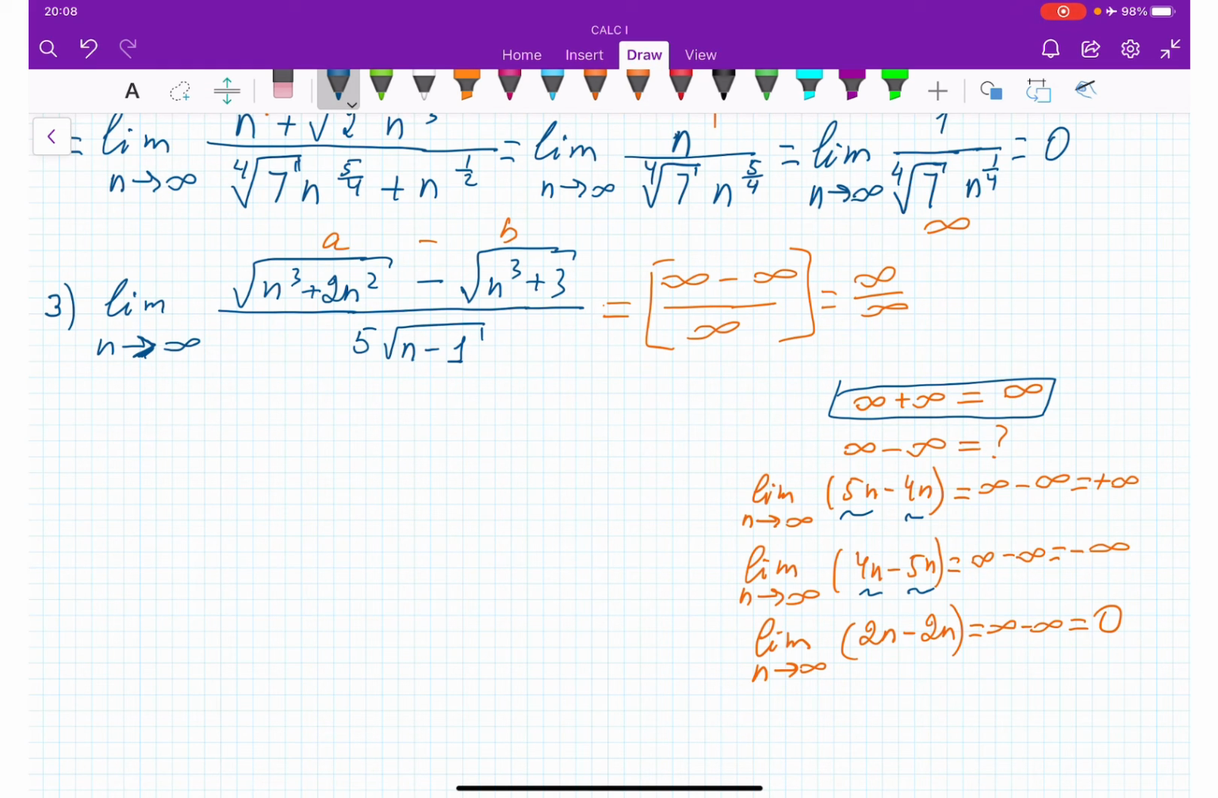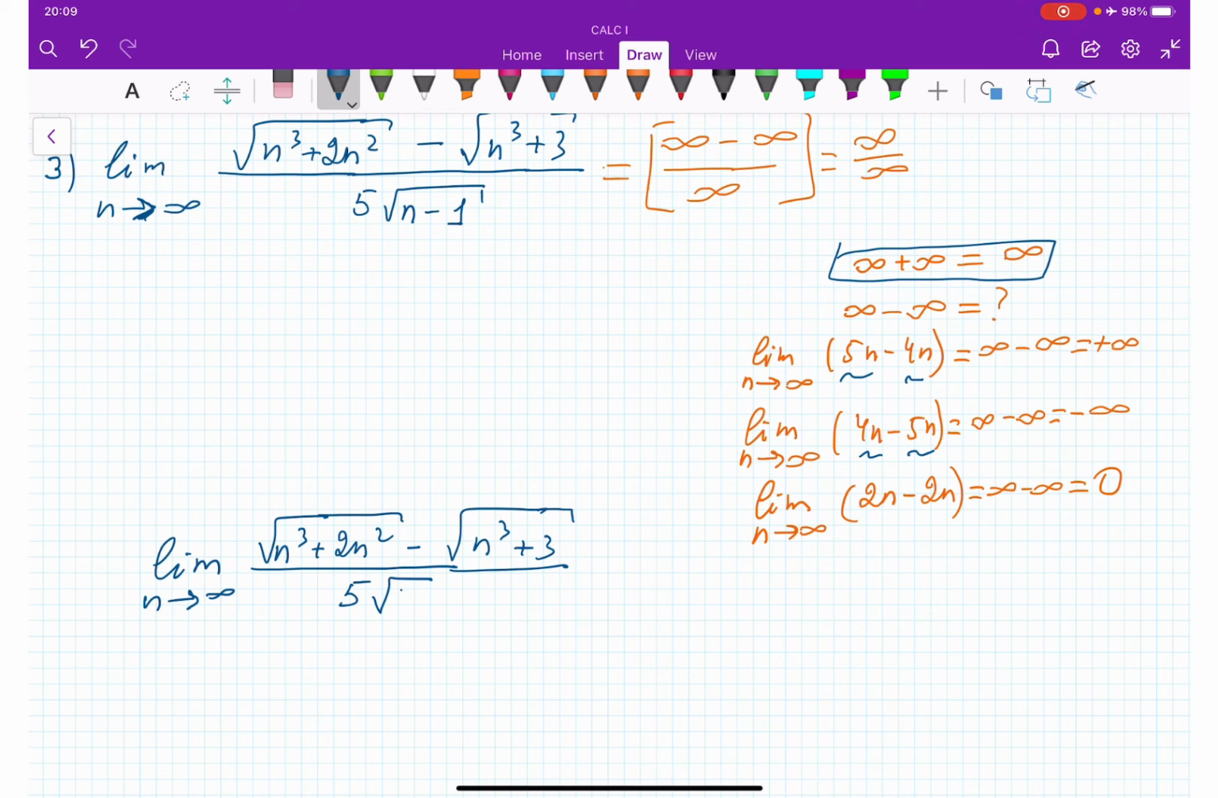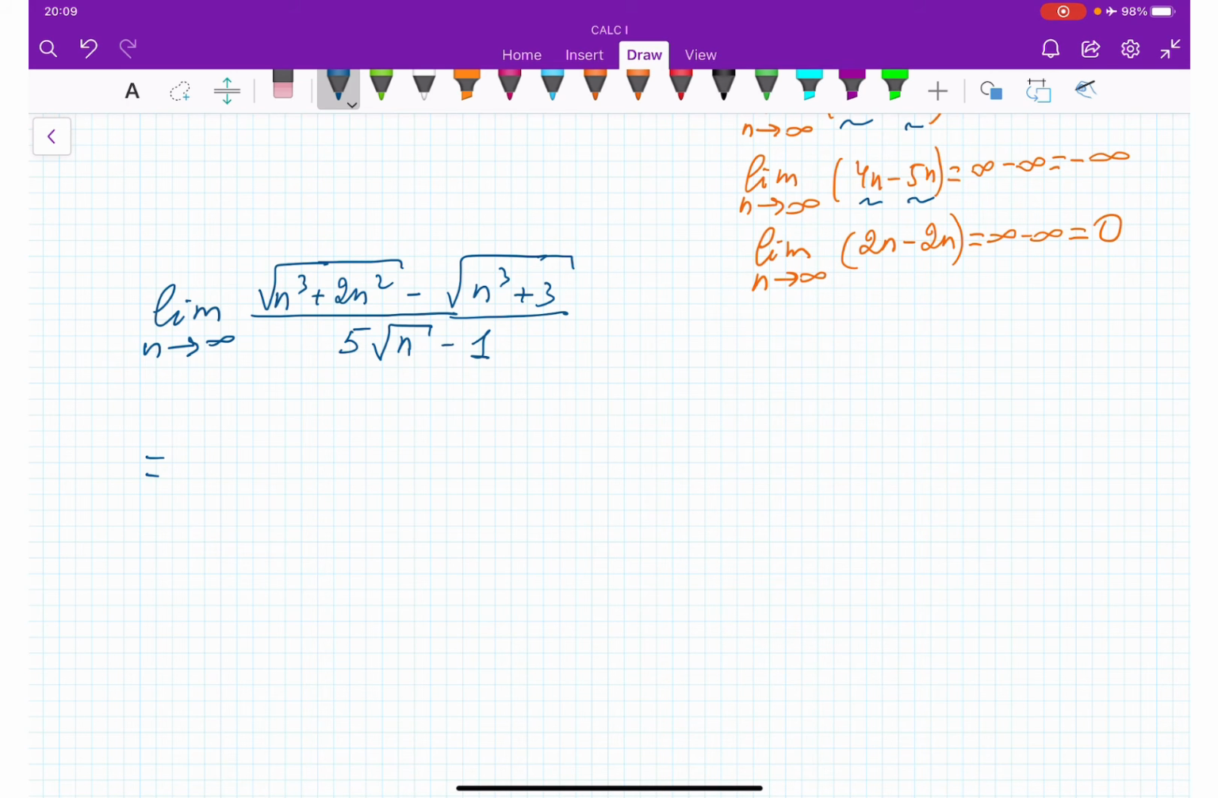This is how it's going to work. Let me write down here: limit as n approaches infinity of the square root of n cubed plus 2n squared, minus the square root of n cubed plus 3, divided by 5 square root of n minus 1. Okay, so this is going to be equal to the same expression: the square root of n cubed plus 2n squared minus the square root of n cubed plus 3, divided by 5 square root of n minus 1.